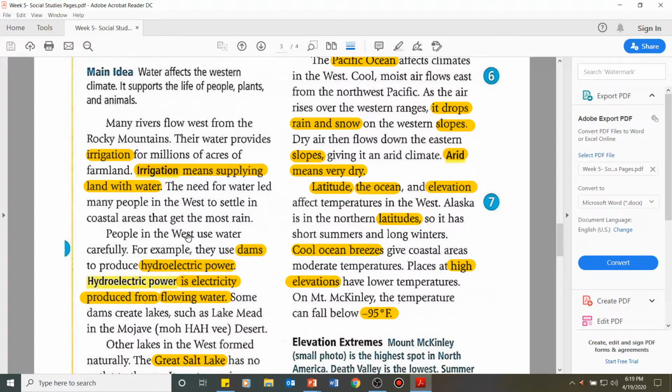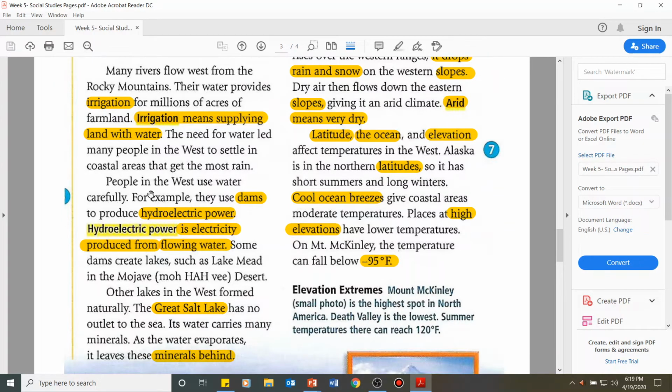So if there's a lot of rain, farming and watering your plants is quite easy. Now let's continue. People in the West use water carefully. For example, they use dams to produce hydroelectric power. Hydroelectric power is electricity produced from flowing water. Some dams create lakes, such as Lake Mead in the Mojave Desert.